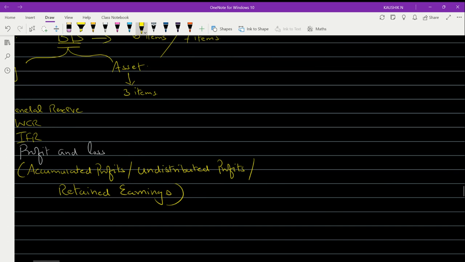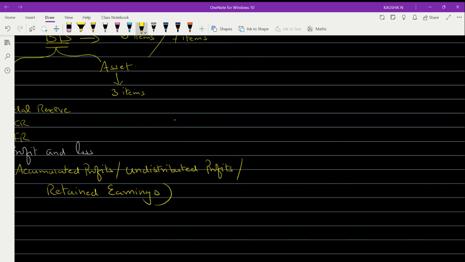Okay. Now, what are the 3 items, sir, with respect to the asset side? It's quite simple. With respect to the asset side, these are the 3 items which we need to take care of. Number one, goodwill.